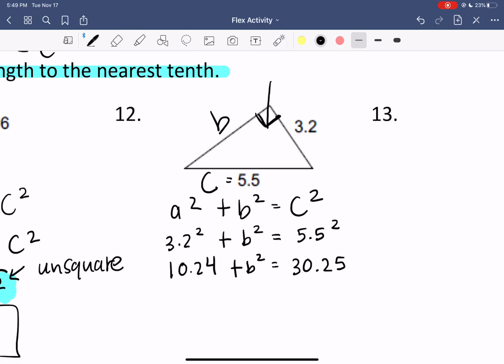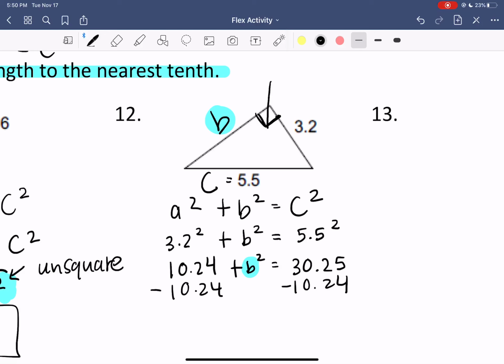Then we have to isolate. B is what we're looking for. B is right here, but we have to isolate this. So we're going to have to subtract 10.24 from both sides.